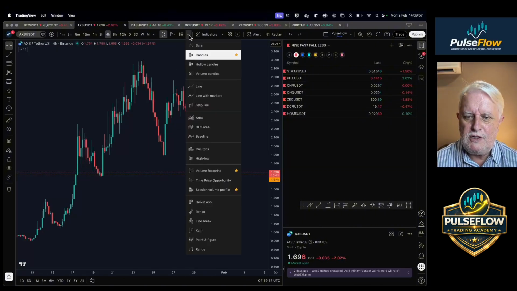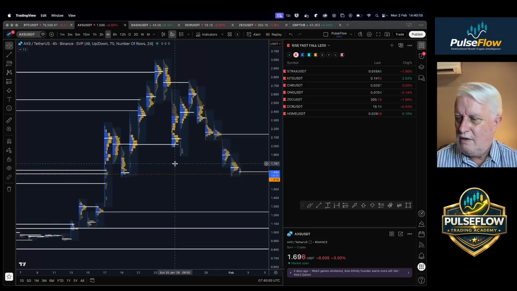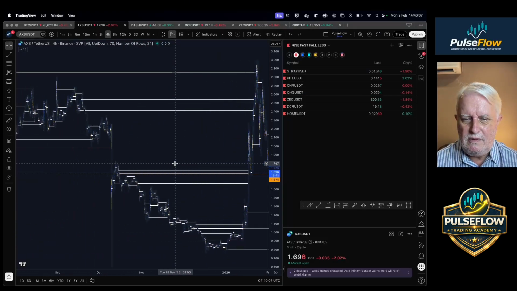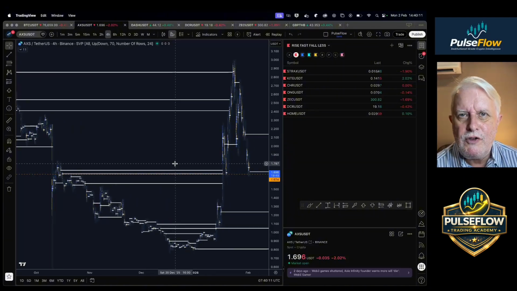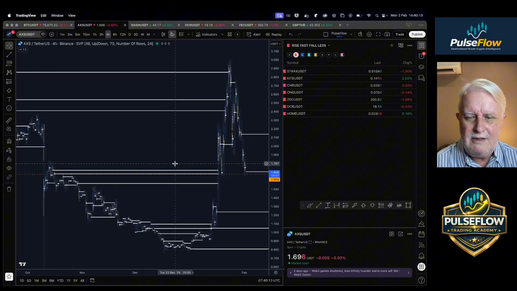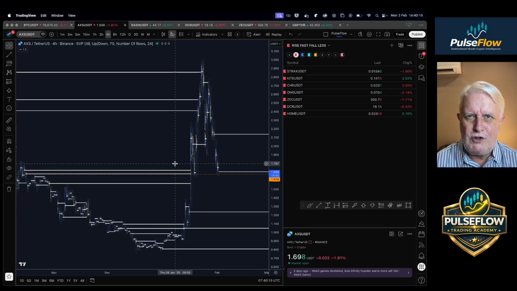You find them in TradingView on this menu at the top: Session, Volume, Profile. And I use the 4-hour. Look at all these white lines. The longer the line, the more powerful the point of control. I refer to them internally as POCs. Can't be bothered saying points of control all the time.